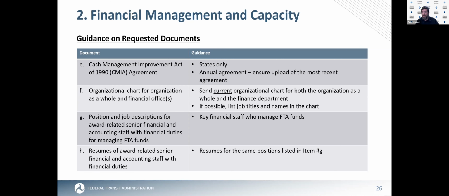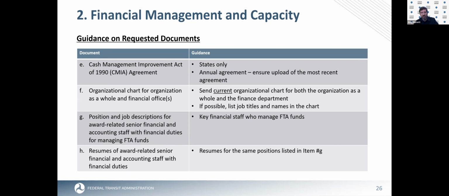Great. So continuing on, we won't talk much about E. This is for states only. You may have heard of the Cash Management Improvement Act of 1990. It's basically the framework for transferring monies from the federal government to the states. We won't spend much time on that. We'll go to item F.